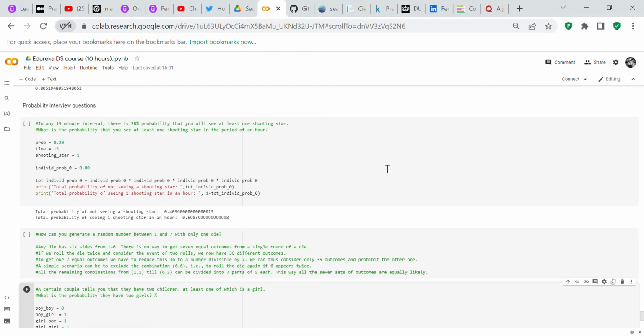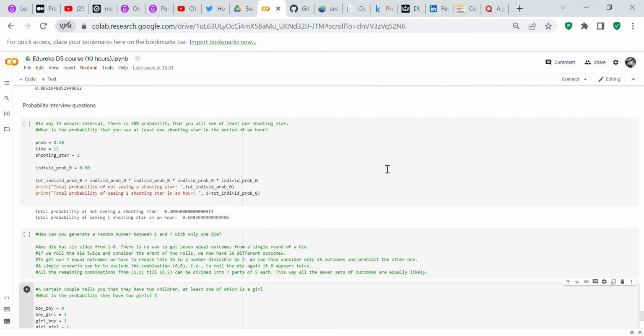The first question was, in any 15-minute interval, there is a 20% probability that you will see at least one shooting star. What is the probability that you see at least one shooting star in the period of an hour? So probability is 0.2, time is 15, shooting star is 1, and individual probability 0 is 0.8. Individual probability 0 means the probability that you won't see a shooting star.